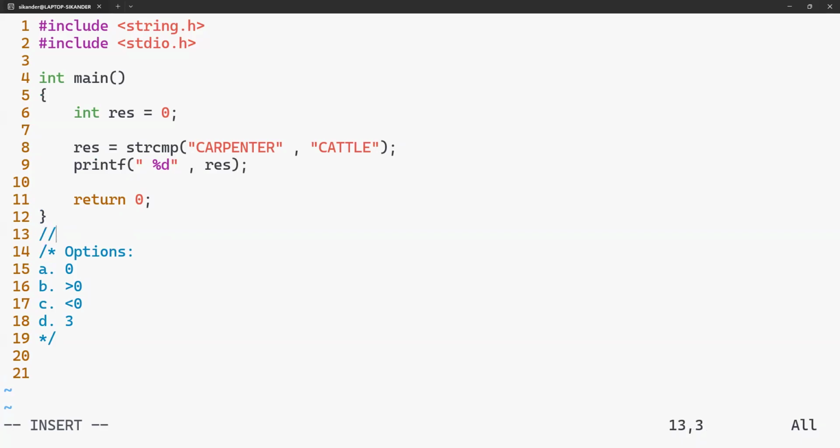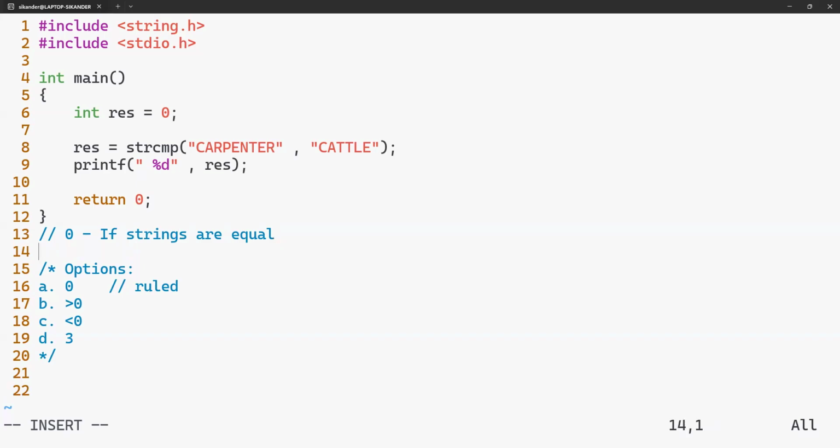Now, strcmp returns 0 if the strings are equal. Now the question is, carpenter and cattle, are they equal strings? The answer is no. Since they're not equal strings, the first option is ruled out. Now the next question is, now that they're not equal.